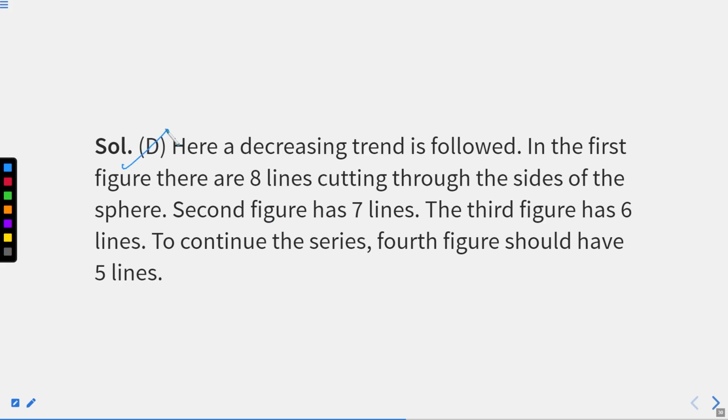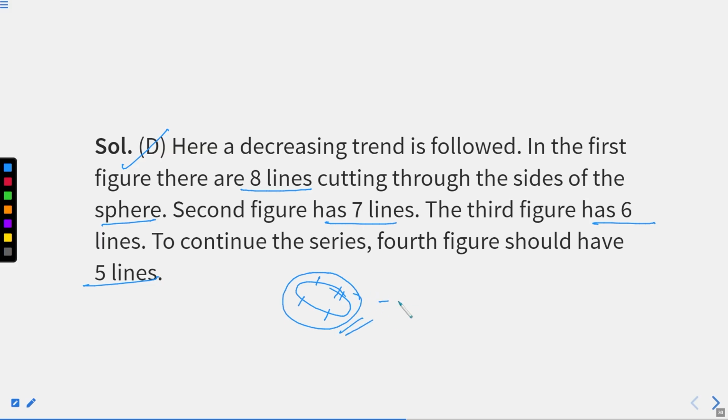So you can see, without even looking at the options, we are drawing it very well, and as soon as we find the same figure in the 4 alternative options, we get to our answer, right? Here a decreasing trend is followed. In the first figure there are 8 lines, 8 cutting lines basically that I am using throughout the sides of the sphere. The second has 7 lines, the third has 6 lines, continuing with the fourth figure having 5 lines. How are 5 lines there? A line is here, a line is here, a line is here, and 2 lines are here. Total how many? 5 lines, right?